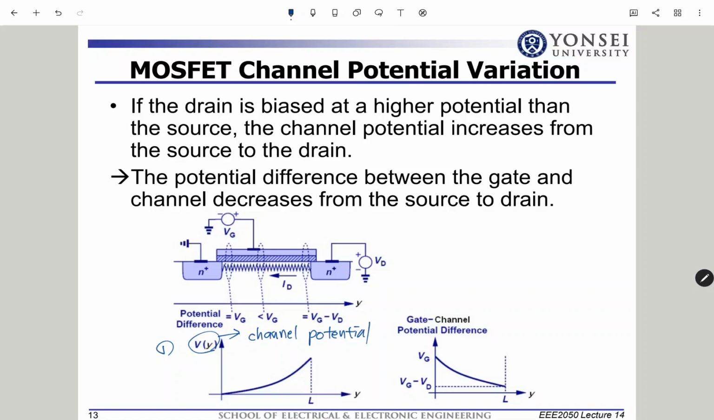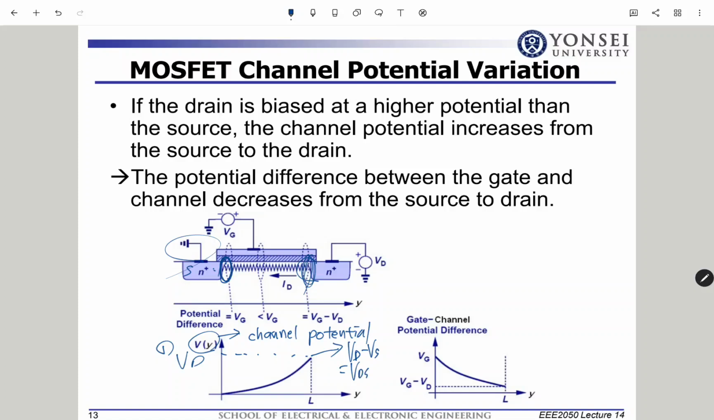Very straightforward. So please guess: near the source, what should be the channel potential? Of course, 0, right? Because the source is grounded. What about near the drain side? Of course, it has to be VD. So at this point, what is the value? VD minus VS, which is VDS. Okay?